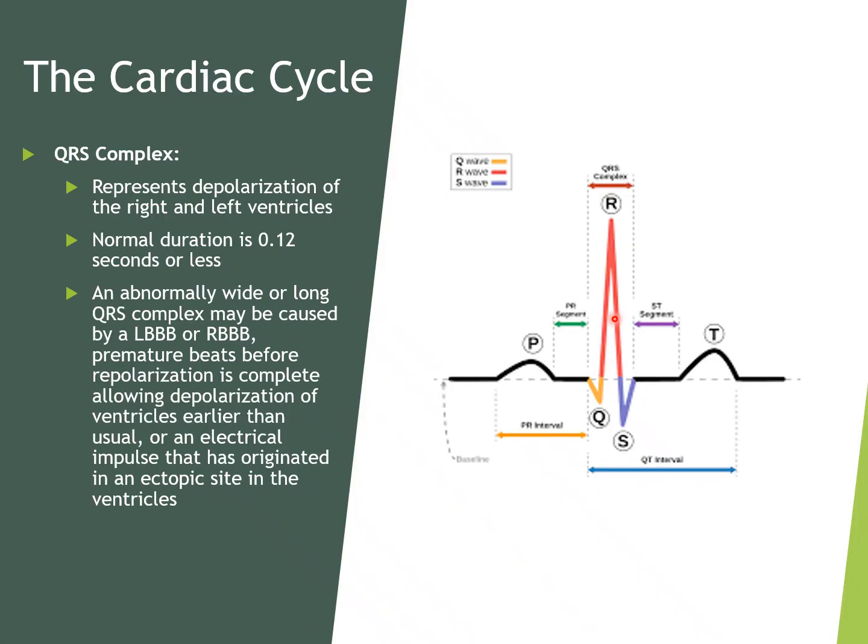The QRS complex represents depolarization of the right and left ventricles, and normal duration is 0.12 seconds or less. If the QRS complex is abnormally wide or long, this may be caused by a left or right bundle branch block, premature beats before repolarization is complete, allowing depolarization of the ventricles earlier than usual, or an electrical impulse that has originated in an ectopic site in the ventricles.